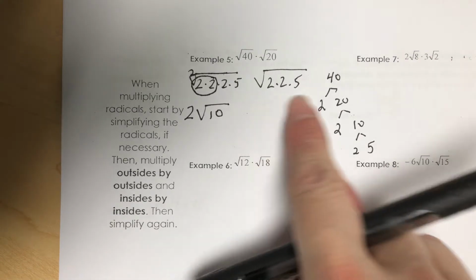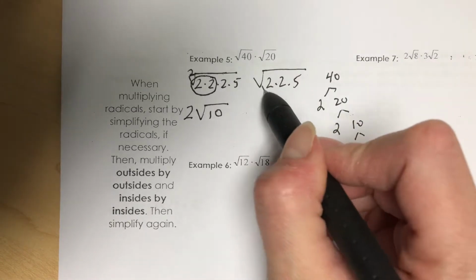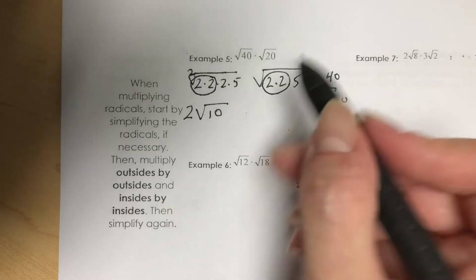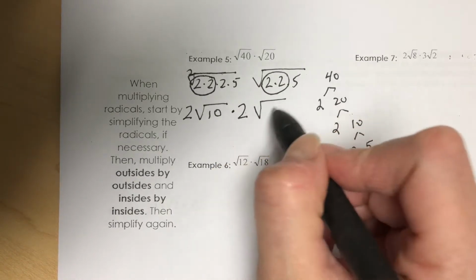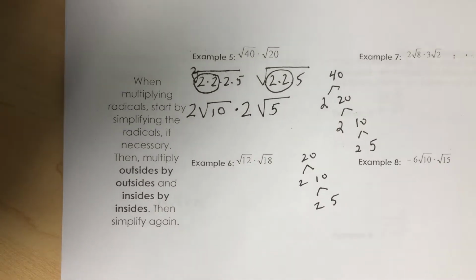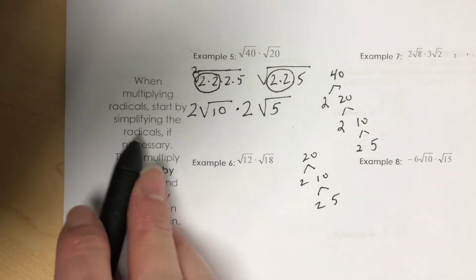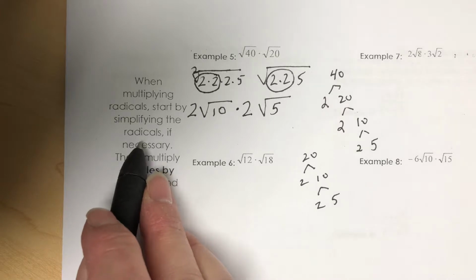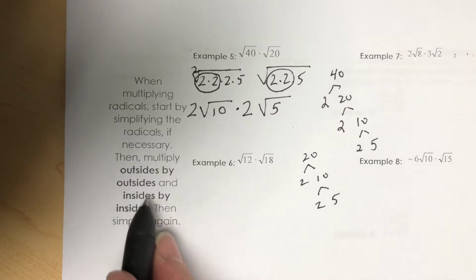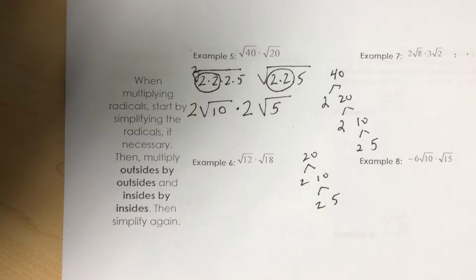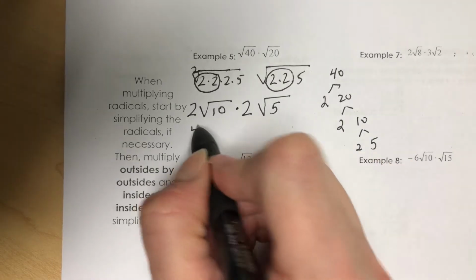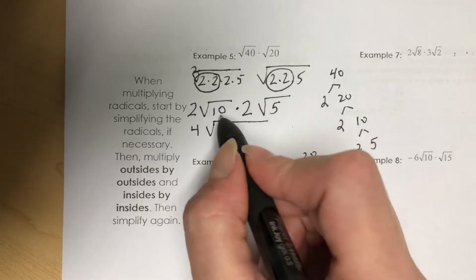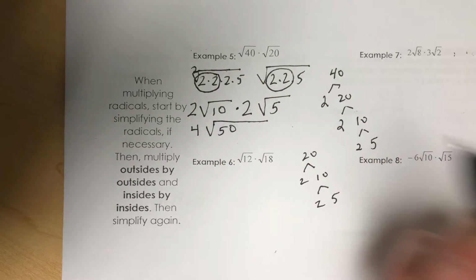And then over here in the second one, inside, I see I've got a pair of 2's. So I can take a 2 out. I'm going to put times here because I know I need to multiply. Square root 5. Okay, so they said to simplify the radicals first. So we've done that. Then multiply the outsides by outsides and insides by insides, and then simplify again. Okay, so on the outside, I've got 2 times 2 is 4. And on the inside, 10 times 5 is 50.